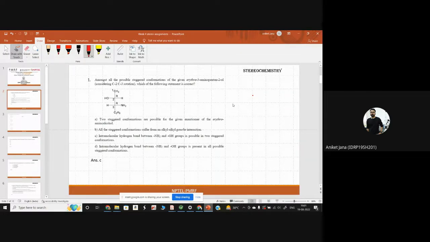Let's start with question number one. Among the possible staggered conformations of all the given erythro isomers, which of the following statements is correct? So tell me which one is the correct answer. What do you think? Do you guys know what is the staggered and what is the eclipsed conformation?